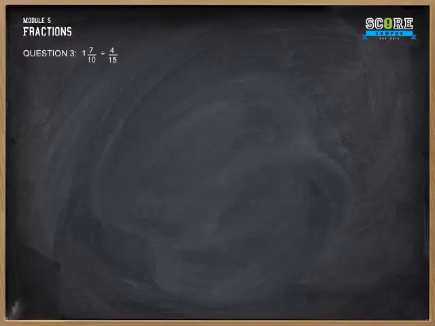1 and 7 over 10 divided by 4 over 15. The first step is to convert the mixed fraction into an improper fraction. So the mixed fraction is 1 and 7 over 10. That is step 1. Let's do step 1.